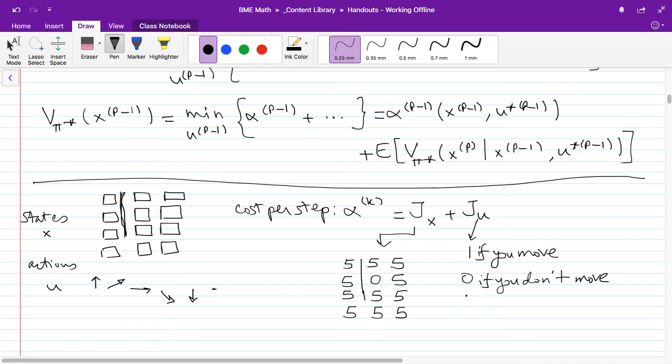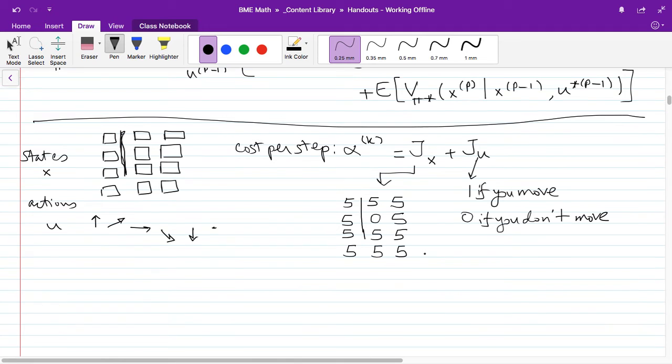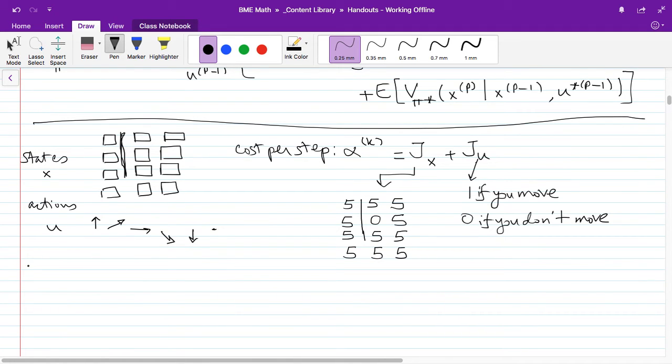So our problem is, I need to know what to do at any time point, at any state that I find myself at. And so I have, again, P time points, a finite horizon, P, which means that I need you to tell me what to do at time point P at every state, what to do at time point P minus 1 at every state, at time point P minus 2 at every state. So you need to find the best policy, which means the best action for every state at every time point. That's the optimal control problem. Okay?